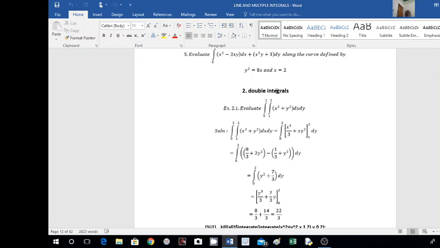In this video, we try to evaluate double integrals. Double integrals are nothing but similar integrals, only thing we have to integrate twice. See, this is an example. Evaluate the integral from 0 to 2, integral from 1 to 2, of x square plus y square dx dy.